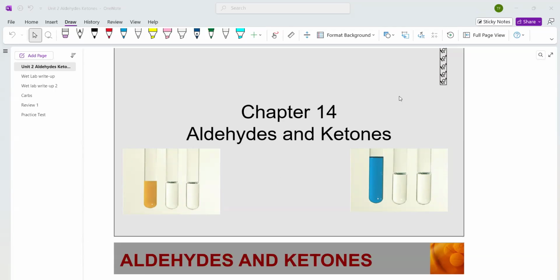Okay, so starting unit two, will be on aldehydes, ketones, and carbohydrates. All right, the chemistry of carbohydrates is really the chemistry of aldehydes and ketones. That's why we're doing these together.